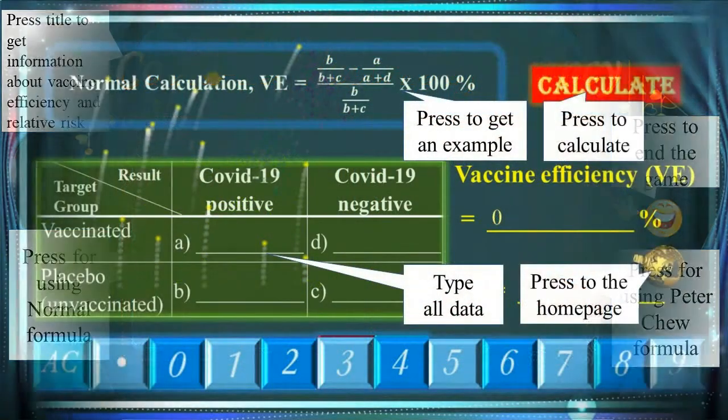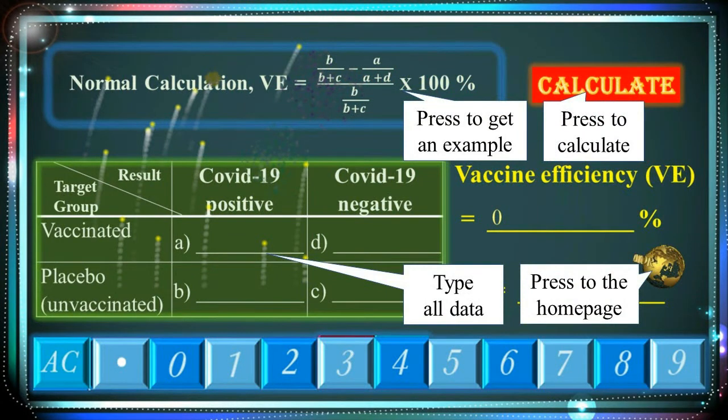For the normal calculation page, press title to get an example. Press the PCET Calculator logo to go to homepage. After typing all data, press Calculate.